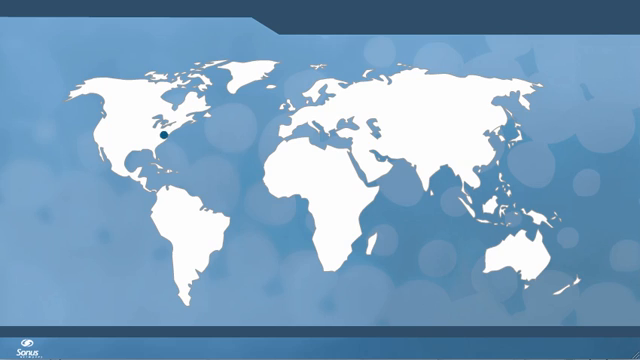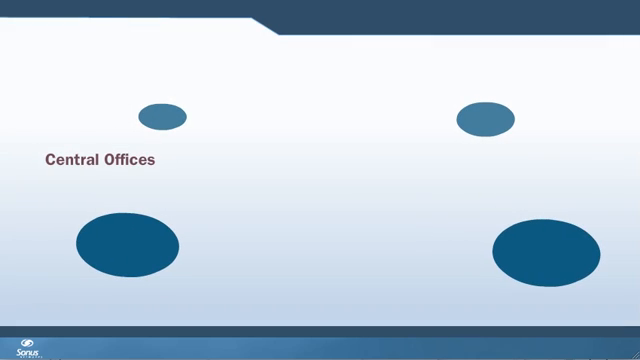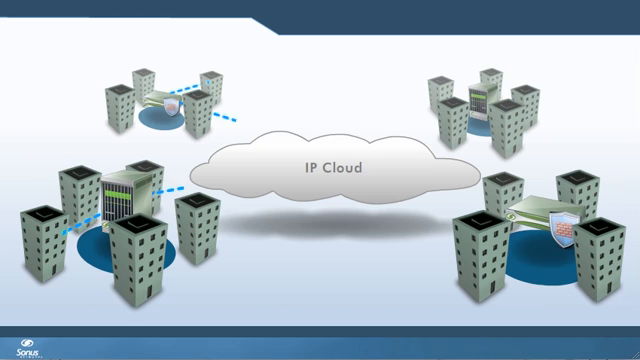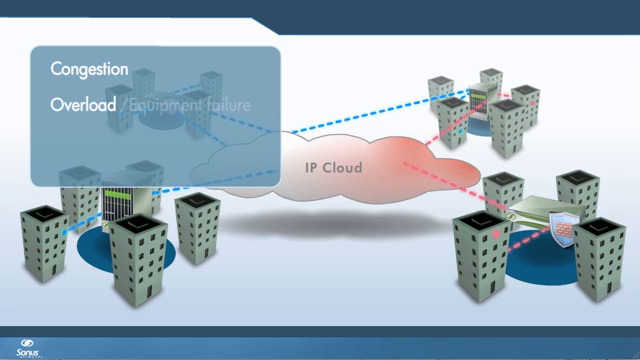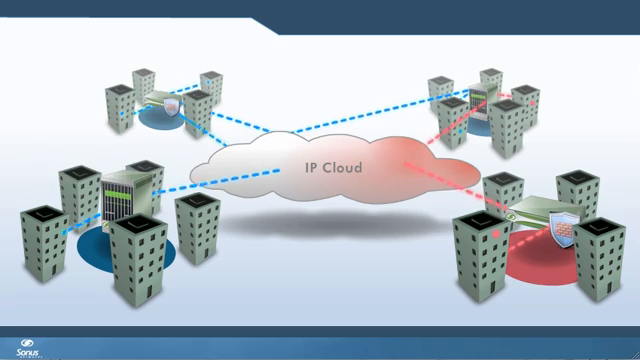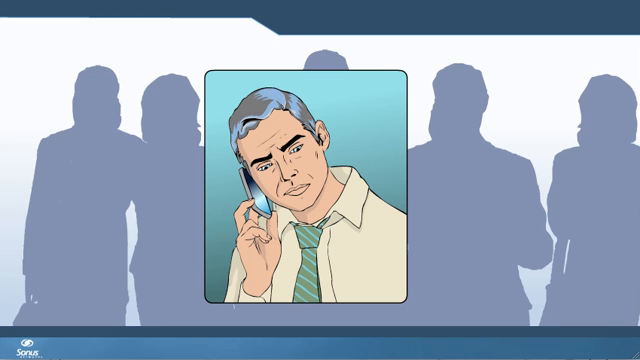Today's networks are expanding globally. Voice over IP carriers are deploying gateways in each of their multiple geographic locations. Over time, these networks degrade. Congestion, overload, equipment failure, incorrect configuration, and routing inefficiencies can all contribute to these problems. Customers trying to get through become highly frustrated.